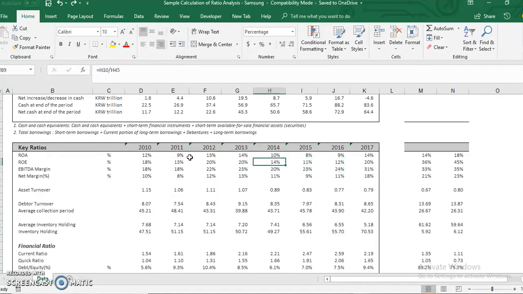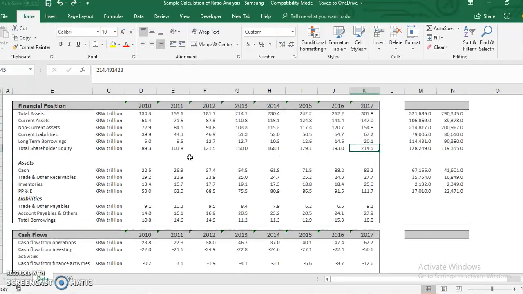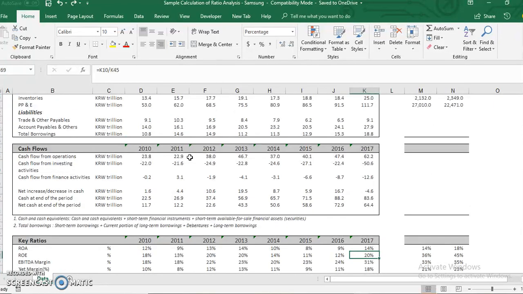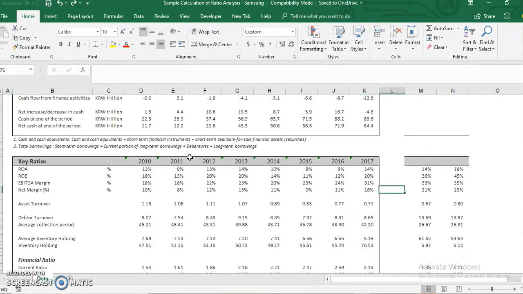Return on assets: you see the return on assets of Samsung are moving between 12%, 9%, 13%, 14%, 10%, 8%, while Apple has more. On an average, it's between 9 to 10%. In some years, it goes up to 14%, and we are not very sure why it's going up and down, because it's because of the revenue, and the assets remain the same, right? On an average, Apple has more, which means they are able to utilize their assets more than Samsung.